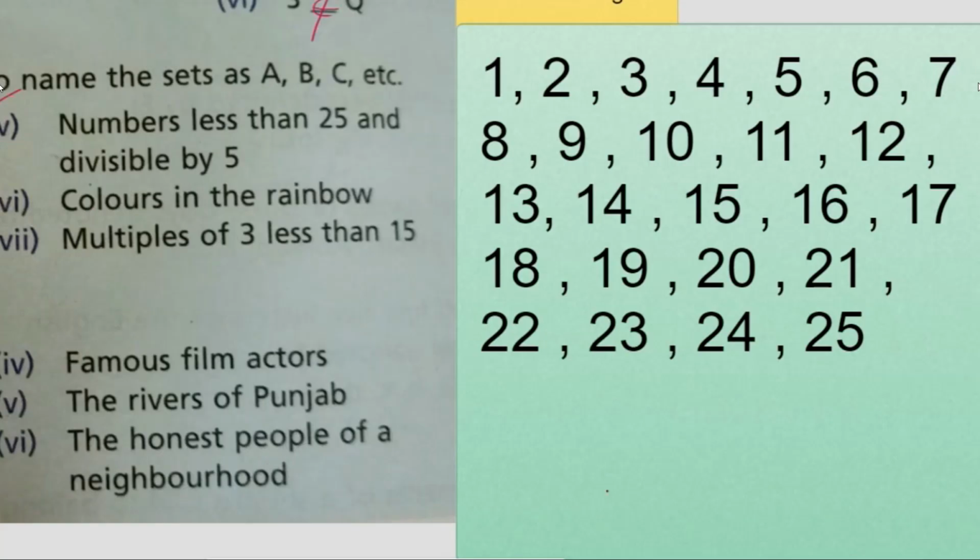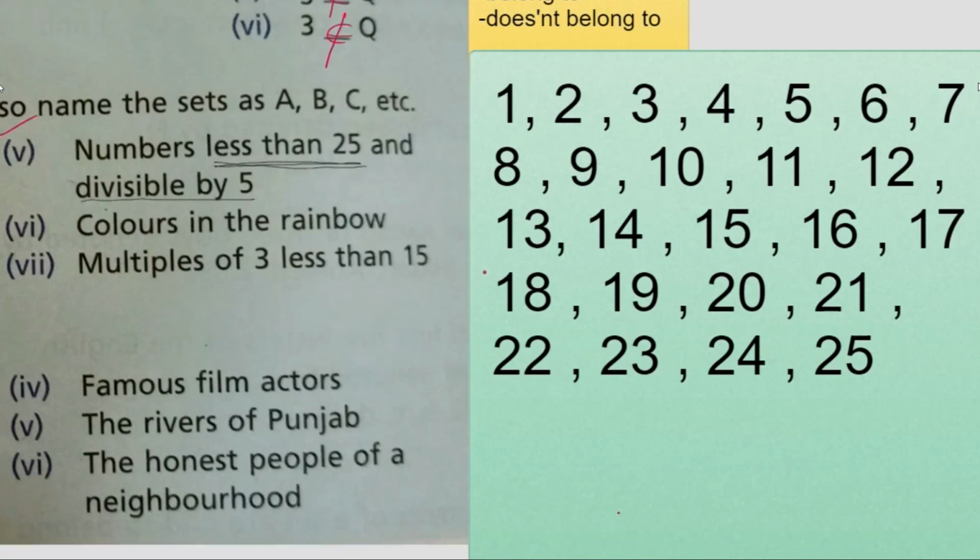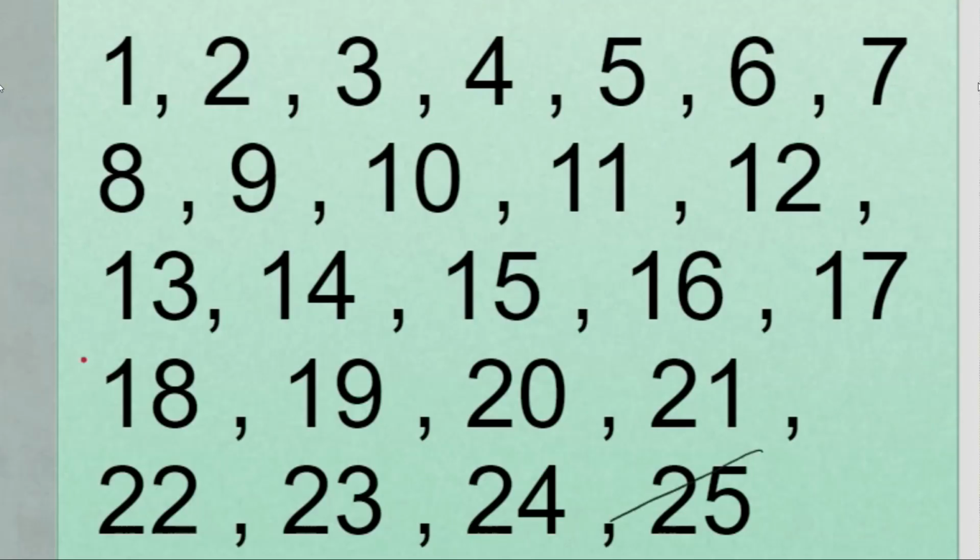There are two restrictions over there. All numbers must be less than 25 and they are divisible by 5 as well. 25 will not be included over there as it is not less than 25. So 25 is equal to 25. 24 is the number which is less than 25.